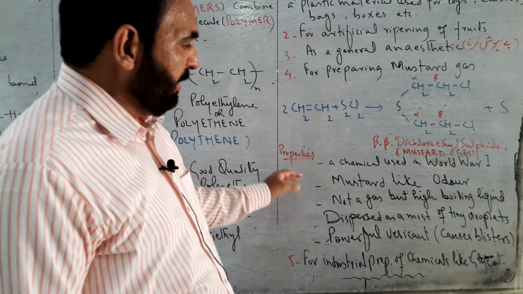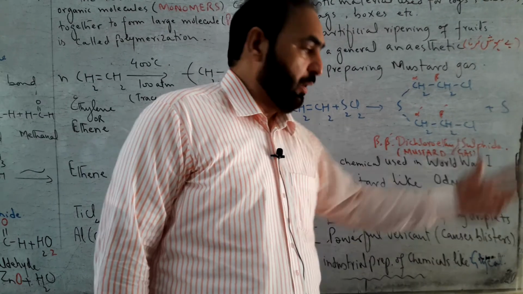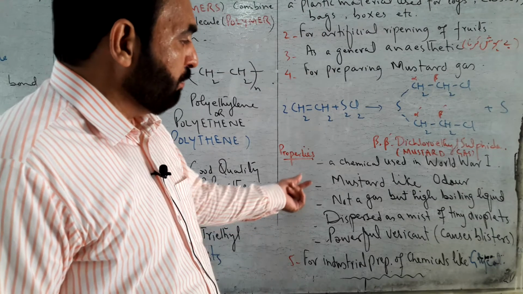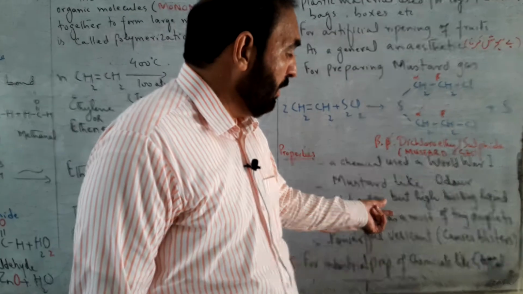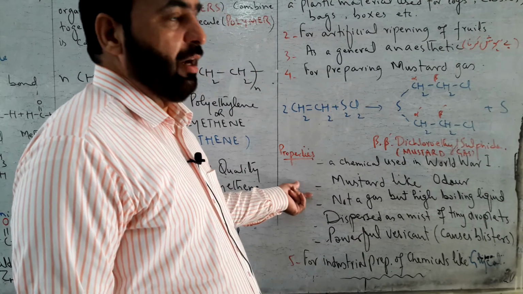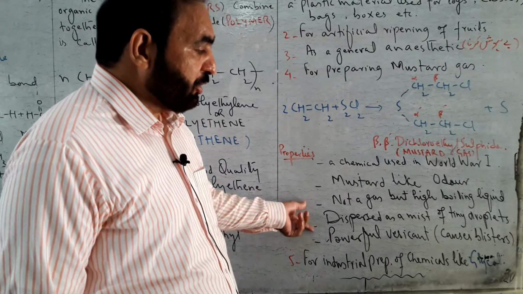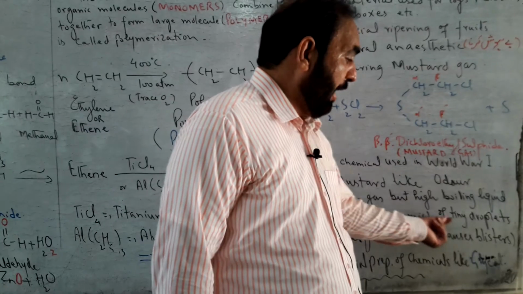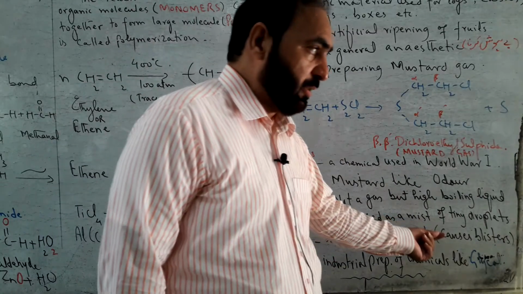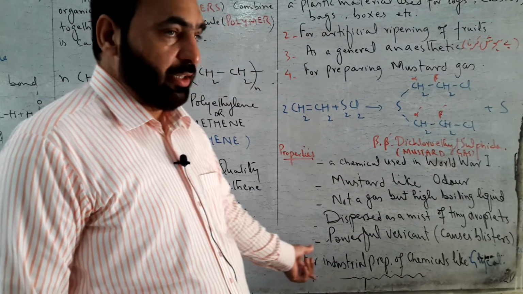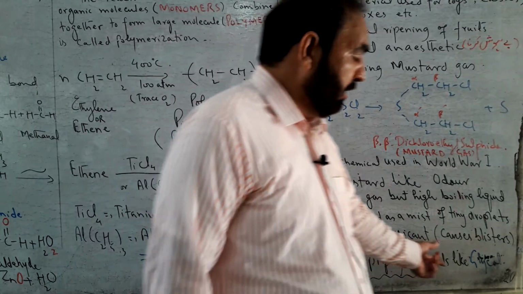Mustard gas is a chemical which was used in World War I. It has mustard-like odor. It is not a gas, but a high boiling liquid, and due to its mustard-like odor, it was given the name mustard gas. It is dispersed as a mist of tiny droplets. It is a powerful vesicant which causes blisters. Ethene is also used for the preparation of many chemicals on industrial scale, like glycol.